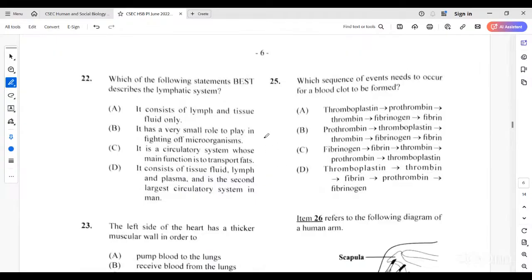Which of the following statements best, see that capitalized word there, describes the lymphatic system? And we want the best one. Consists of lymph and tissue fluid only. Oh, the only makes that an incorrect answer. It has a very small role to play in fighting off microorganisms. It has a significant role. I wouldn't call it small. It is a circulatory system whose main function is to transport fats. It consists of tissue fluid, lymph, and plasma, and is the second largest circulatory system in man. Yes, just the amount of words makes it sound like the best answer to go with. So 22 is D.